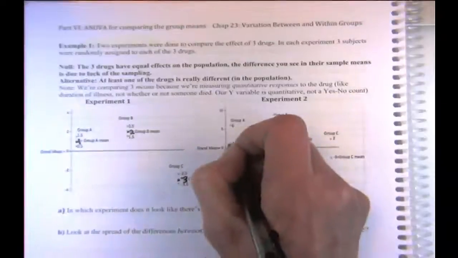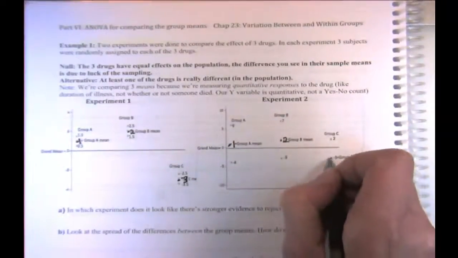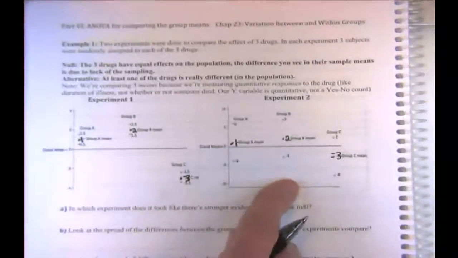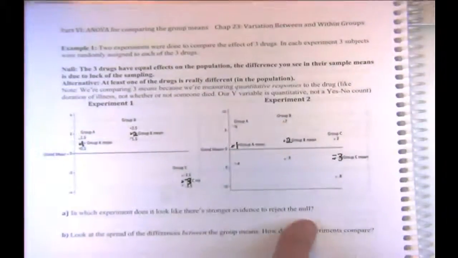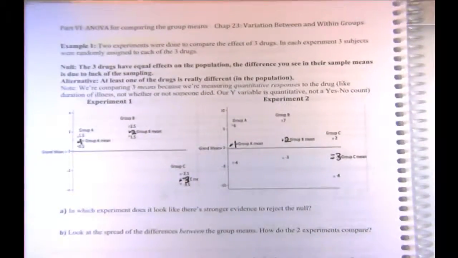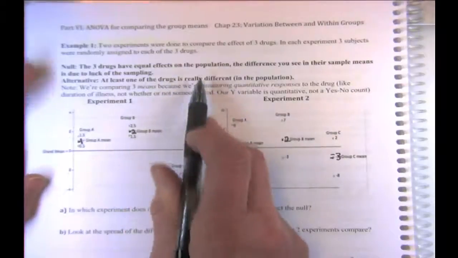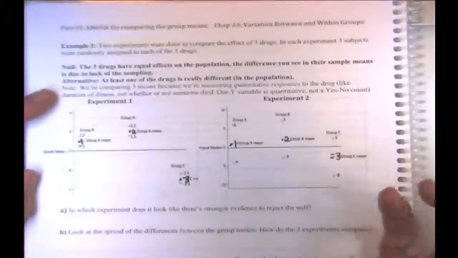1, 2, and -3. So we didn't get the same means. But we want to know whether in the population they're the same, and these are just due to random variation. Okay, these differences between 1, 2, and -3 were just due to random variation. That's the null, and the alternative is at least one of the drugs is really different in the population.